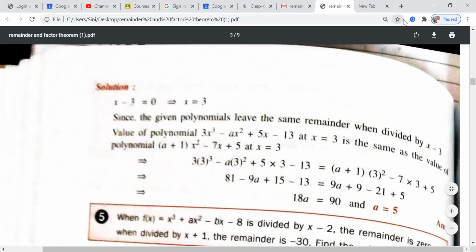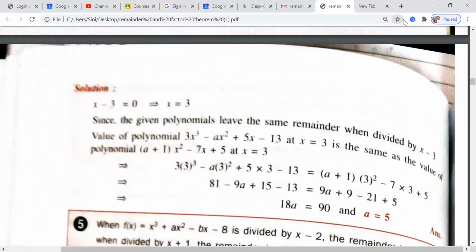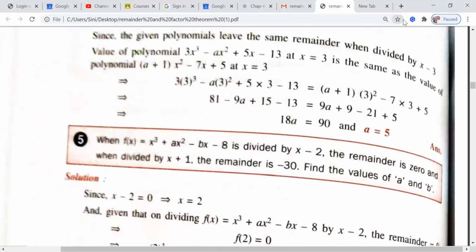They did the same thing only. They equated the equation because they leave the same remainder, so that we can find the value. Fifth question.